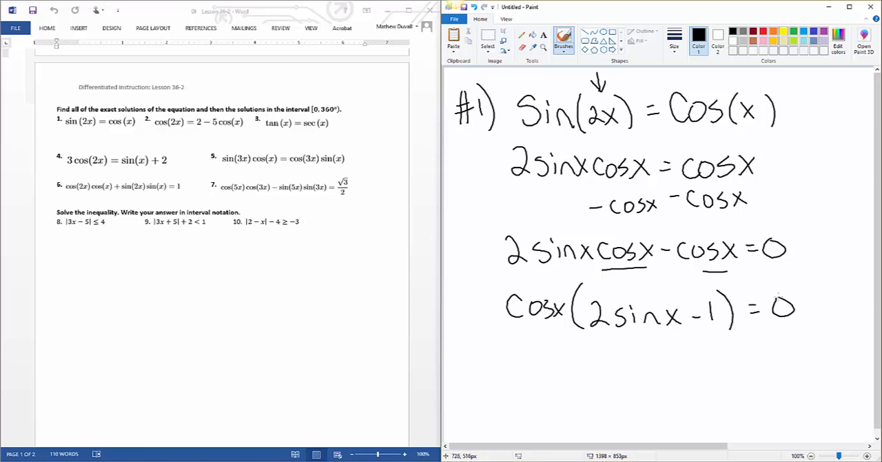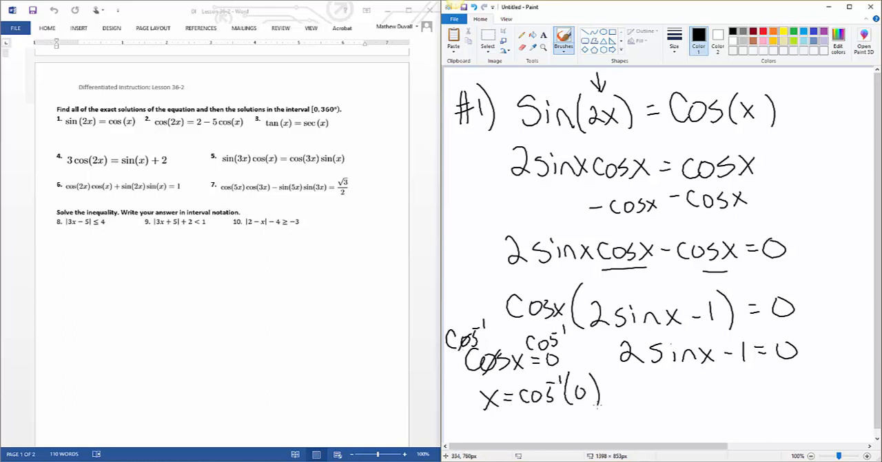And so now I can set each one of these equal to 0. So I can say cosine of x equals 0, and I have 2 sine of x minus 1 equals 0. For this one, I can take the cosine inverse to both sides. So I have x equals cosine inverse of 0. And then from there, you do what we did yesterday. For here, I have to add 1, divide by 2. So I have sine x equals 1/2. Then take the sine inverse to both sides. So x equals sine inverse of 1/2. And then do what we did yesterday.